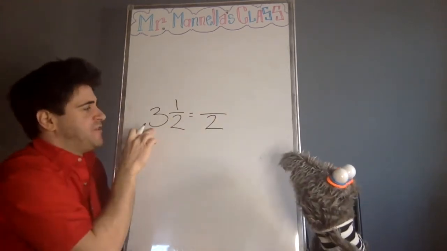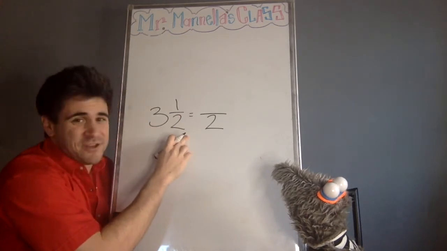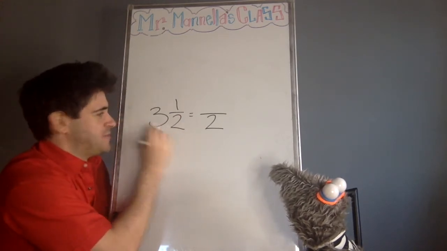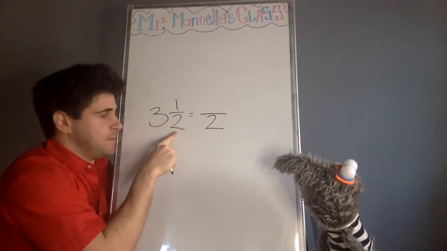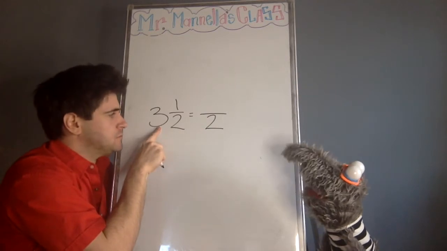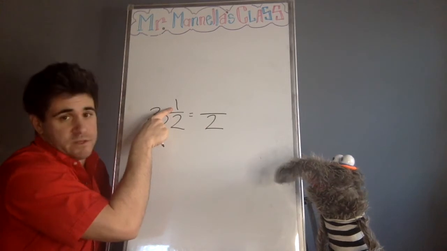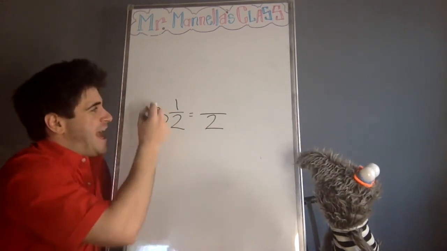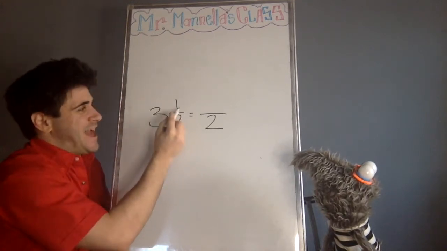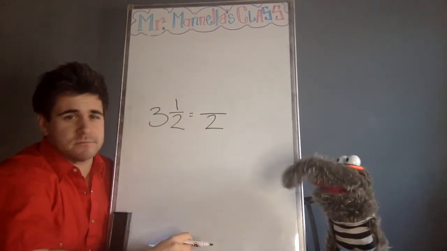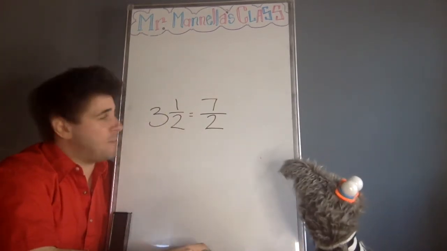Now I need to figure out how many halves are in three wholes. To do that, all I need to do is multiply 2 times 3, because in every one whole, there are two halves. So I take my denominator and I multiply it by my whole number. What's 2 times 3? It's 6. Now, I can't just put a 6 here because I have to use the numerator. You still got one of those halves there. Right, I need to add that 1 onto it. So what does that give me? 7. Seven halves.